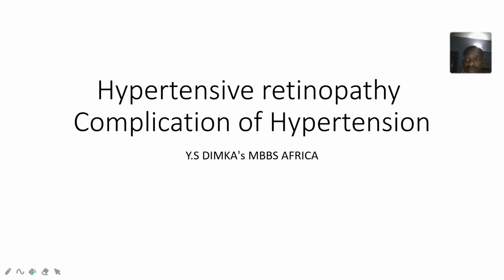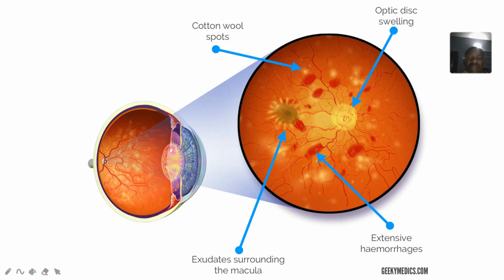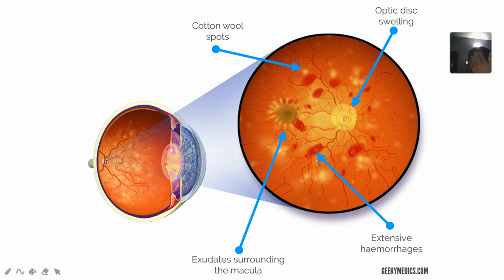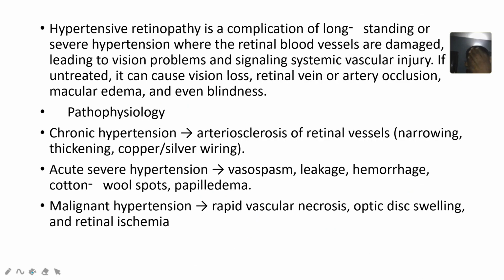Now we'll look at another complication of hypertension. When there's high blood pressure in the body, over time there's a complication in the eye, which we call retinopathy of the eye as a result of hypertension. So you just say hypertensive retinopathy. Okay, so let's quickly look at this.